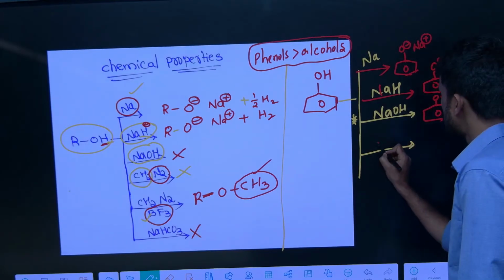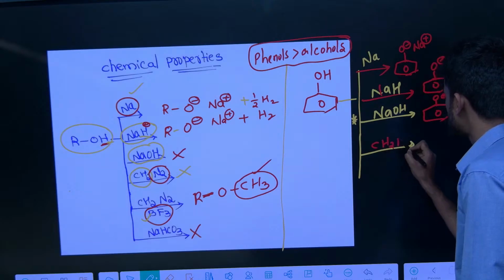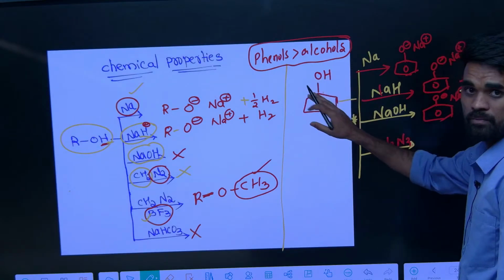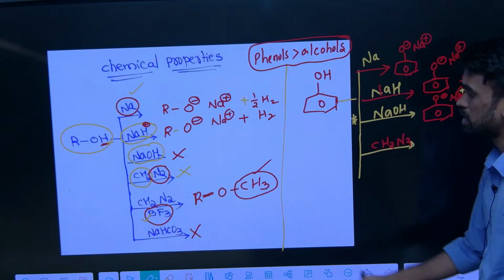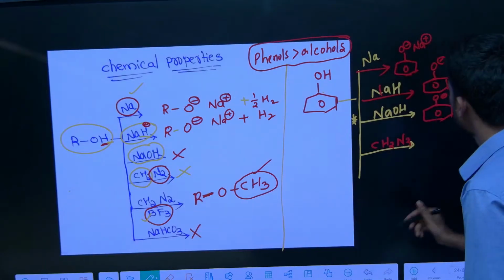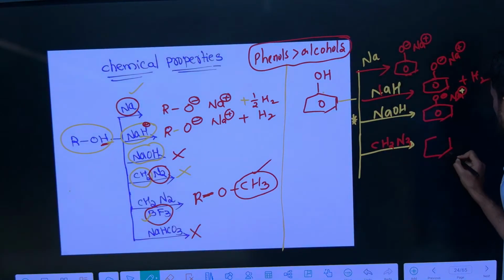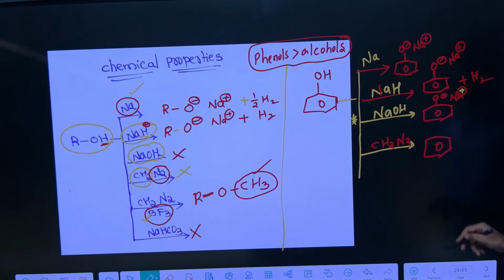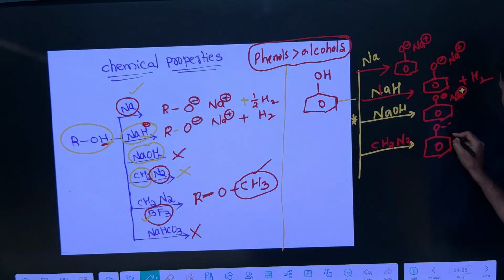Okay, and here, when I am treating phenol with diazomethane, phenol directly reacts with diazomethane, there is no requirement of BF3, to form the respective product. What is the product formed here? Phenol will be converted into anisole. What do we mean by anisole?